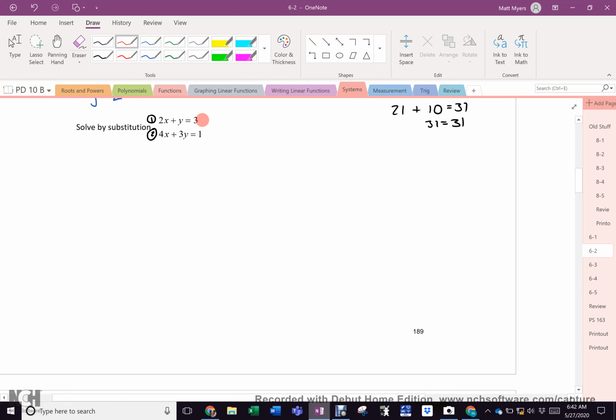Obviously, we are going to use equation 1 again because y is isolated, kinda. So I have 2x plus y equals 3. Let's get y isolated. That means moving that x over here. So y equals 3 minus 2x. So there's my nice new equation. So this has to go into equation 2.